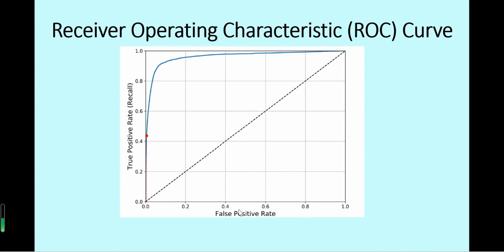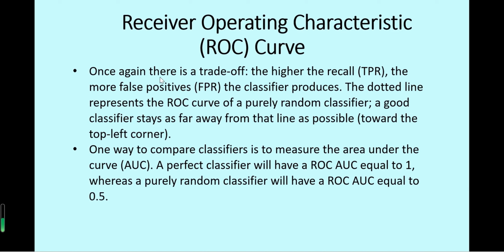So this is the ROC curve. The horizontal axis is the false positive rate, which is 1 minus the true negative rate, or 1 minus the specificity. And the y-axis is the recall, or true positive rate. Once again, there is a trade-off: the higher the recall, the more false positives the classifier produces.